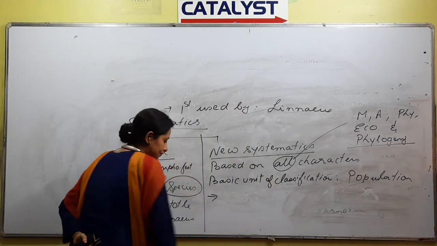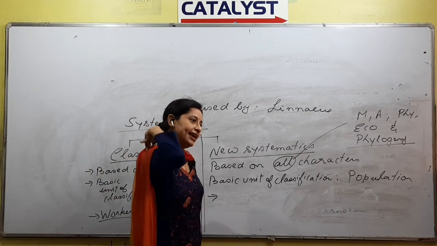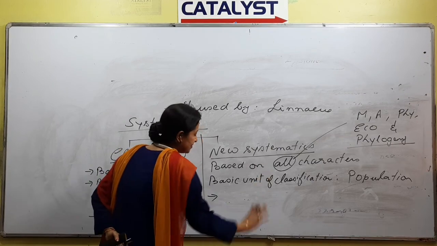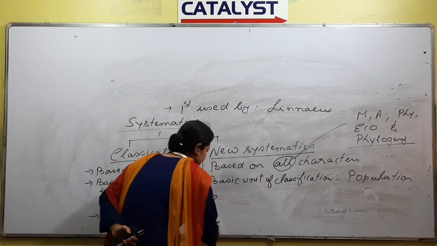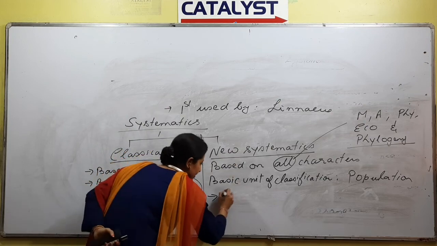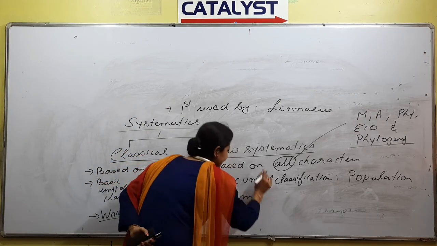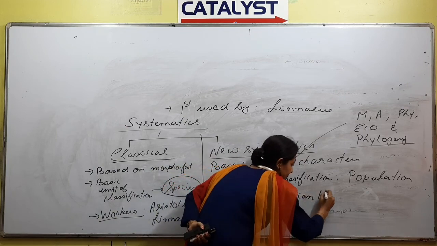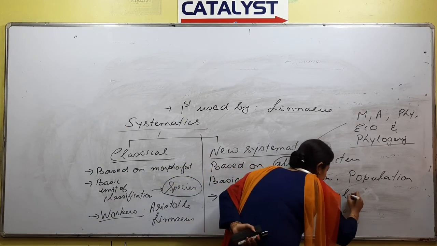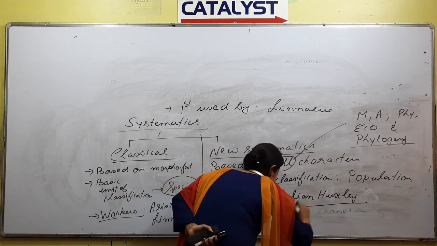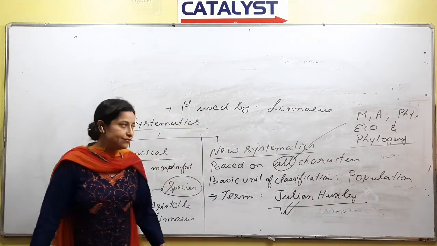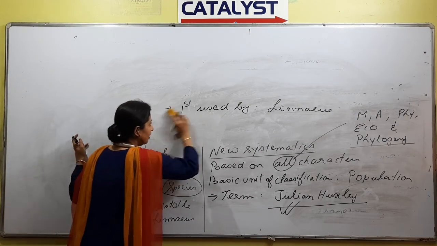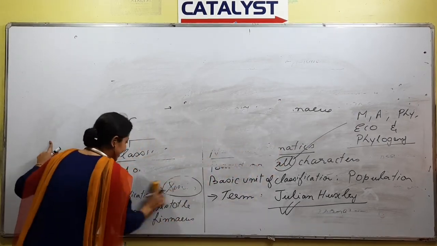Next, it's the same meaning, right? The unit of classification we have given. Here one more thing we need to know: who has given the term? The term new systematics was given by Julian Huxley. Many questions come on this, and so far they have come. The term new systematics was given by, right? Next, classical and new systematics, one point of difference.